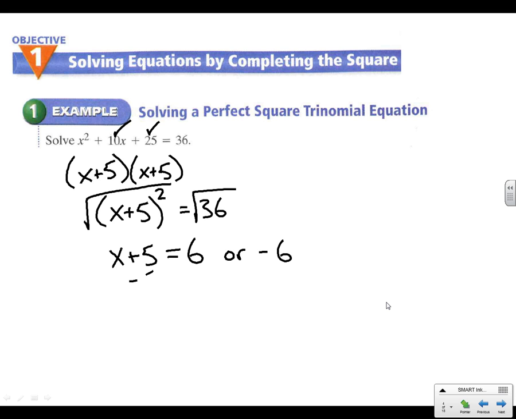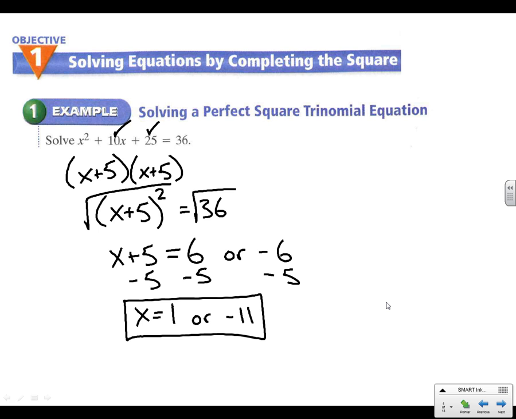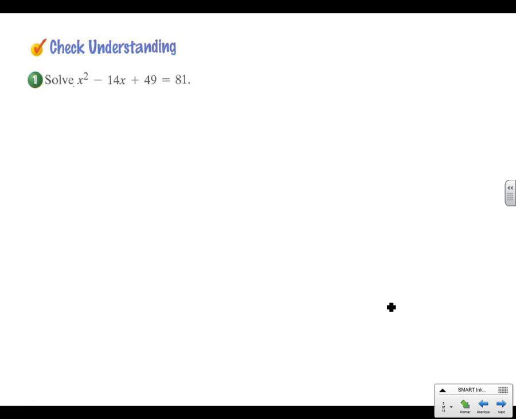Let's minus 5 to get x by itself, and we're going to minus 5 from everything we see. So x equals either 1 or negative 11. Alright, and we could plug those back in to check them, but they do work. 1 or negative 11 is our answer here. Alright, so I want you to do the exact same steps and see if you can do understanding check number 1.